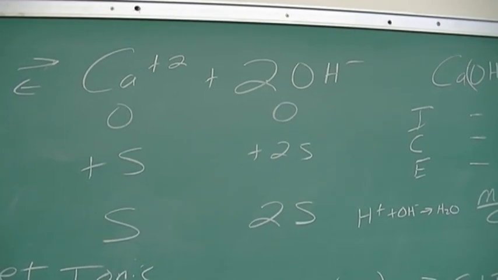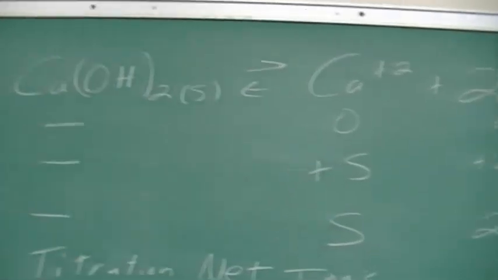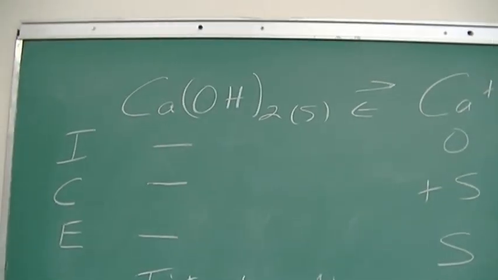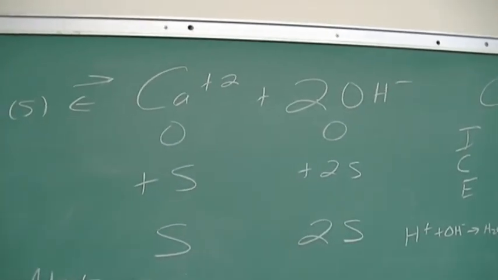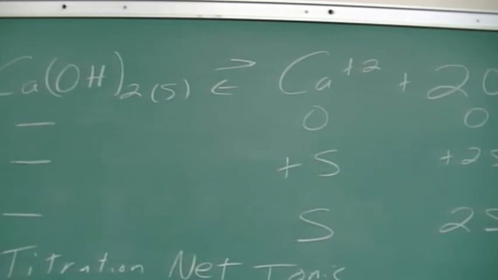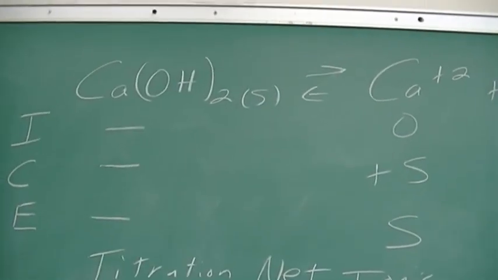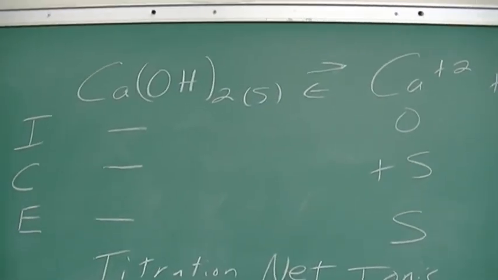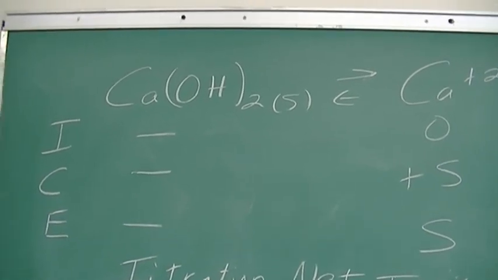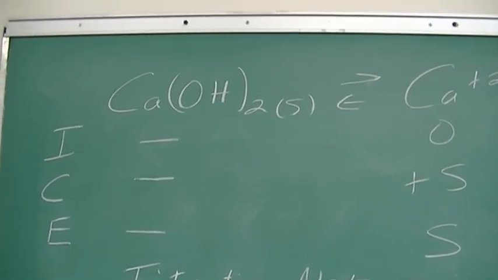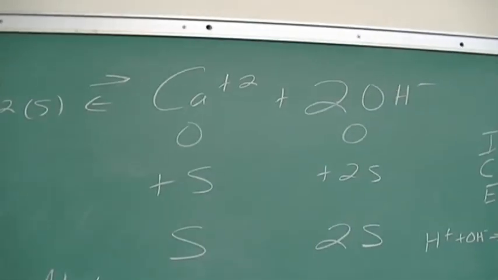All right, so anytime you're doing a Ksp, it is a solid, one reactant that is a solid going to its ions. And this is for compounds that are insoluble. So you would never do a Ksp for any sodium salt, potassium salt. Those are always soluble. Calcium hydroxide is slightly soluble. It is not completely soluble.